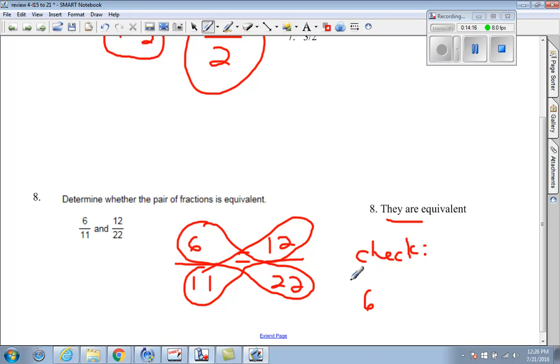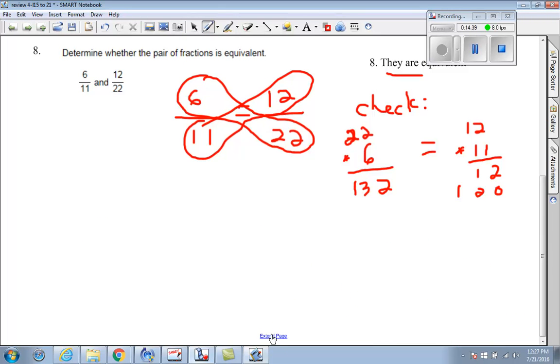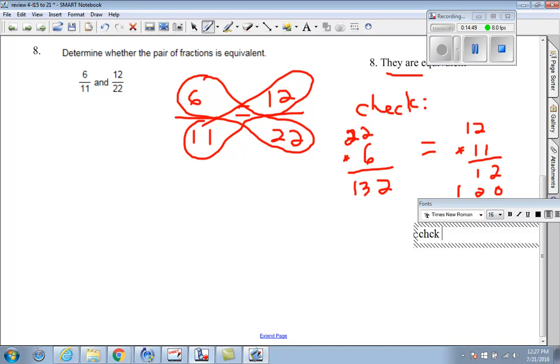Is it true that 6 times 22 equals 12 times 11? Cross products. So that's going to lead us to what? 132, and this is also going to lead us to 132. Yep. So yes, they are equal. So long story short, you can check the cross products. Check cross products if you're trying to make little recipes for yourself.